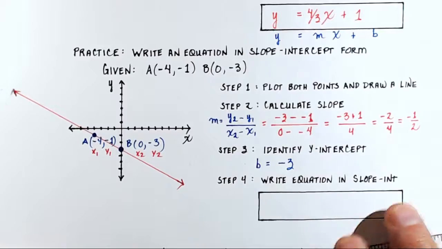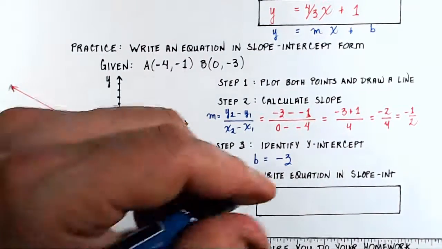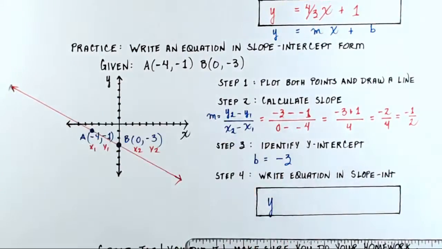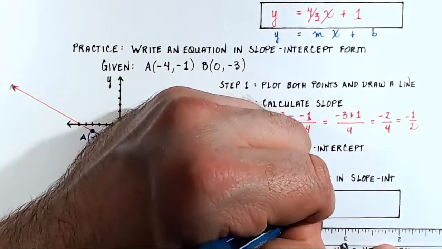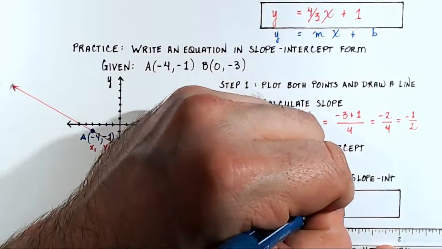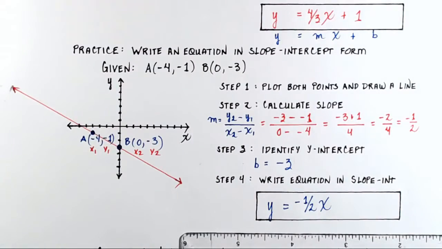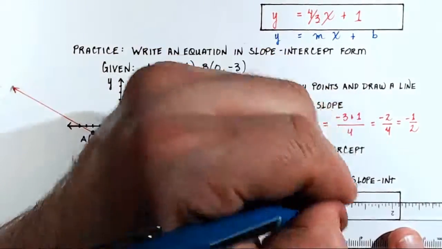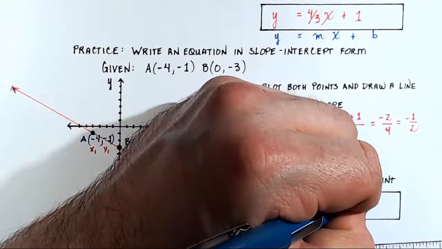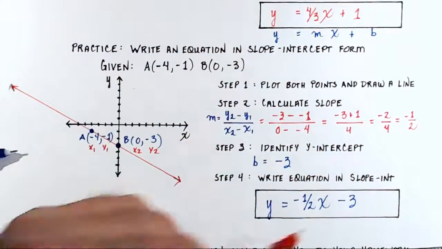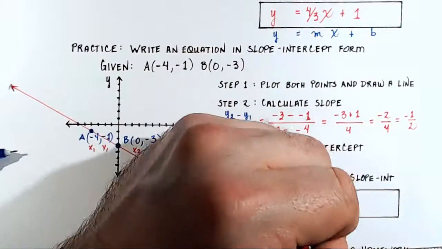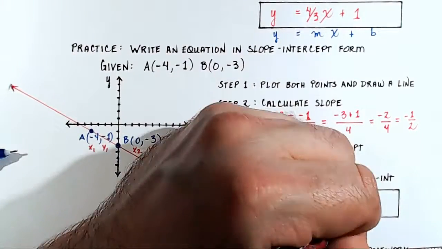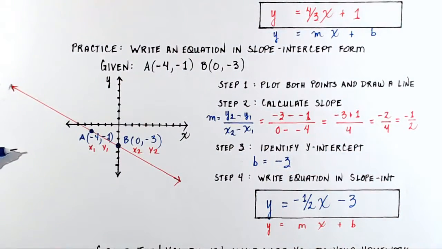Okay, so now we're ready to write the equation in slope-intercept form. And that would be y equals, what's the slope? -1/2. -1/2 x, okay, plus b, but in this case b is negative, so we would just write minus 3. And that takes the form y equals mx plus b. Okay, excellent job.